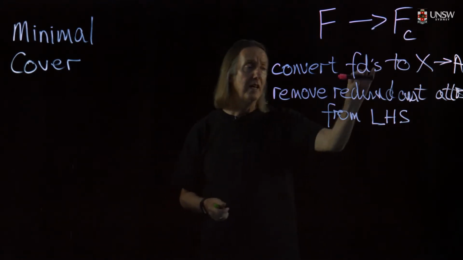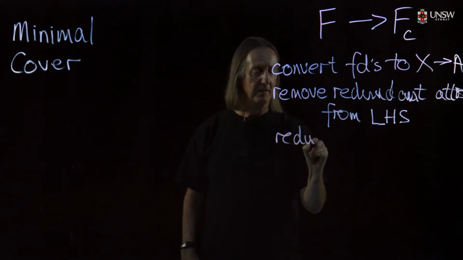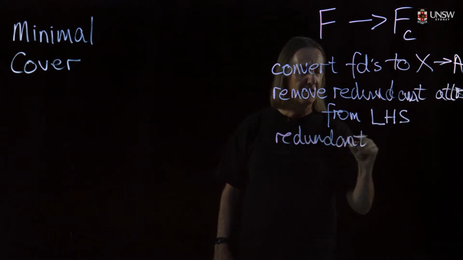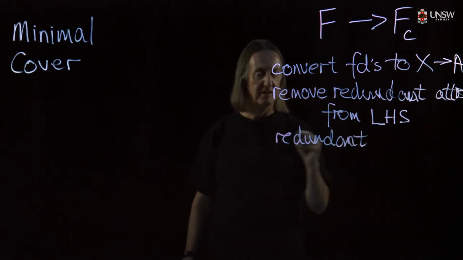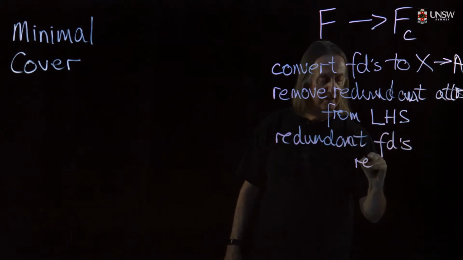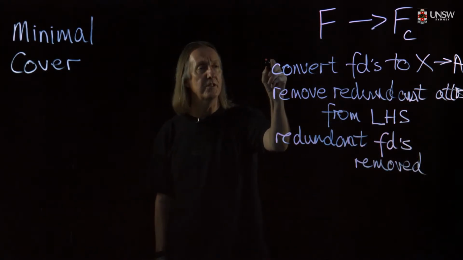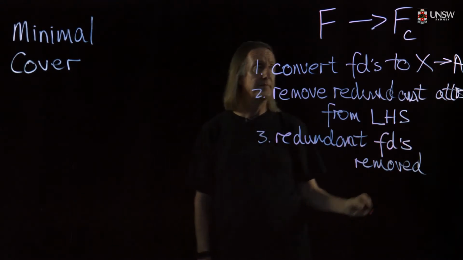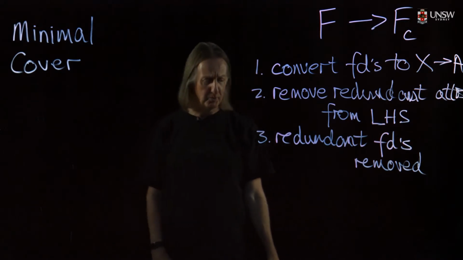The final thing we do, having done all that, is that we might end up with some redundant FDs. How do we know they're redundant? Once again, if we take them out and we still get the same attribute closure or the same dependency closure, the redundant FDs are removed. If we do these three steps, we end up with a minimal cover Fc, which is equivalent to our original set of functional dependencies, but is smaller in some sense.